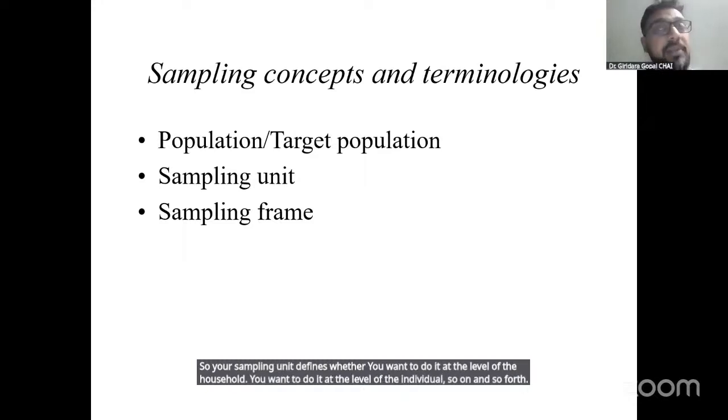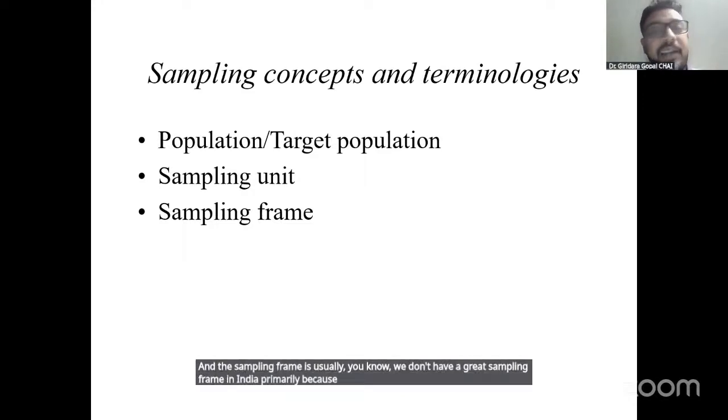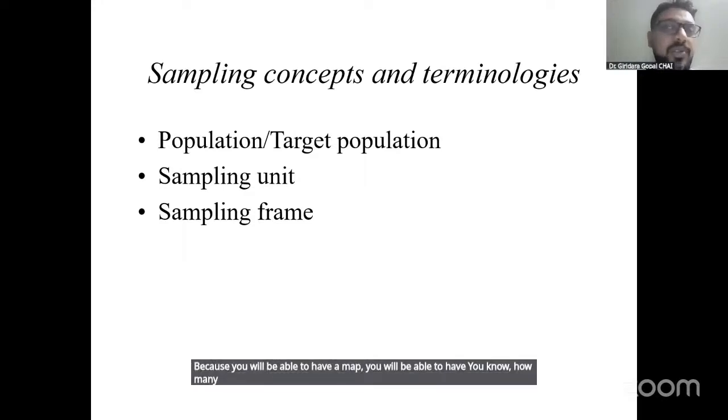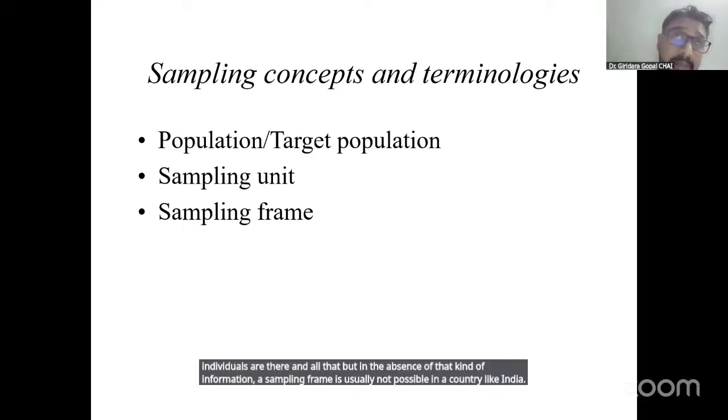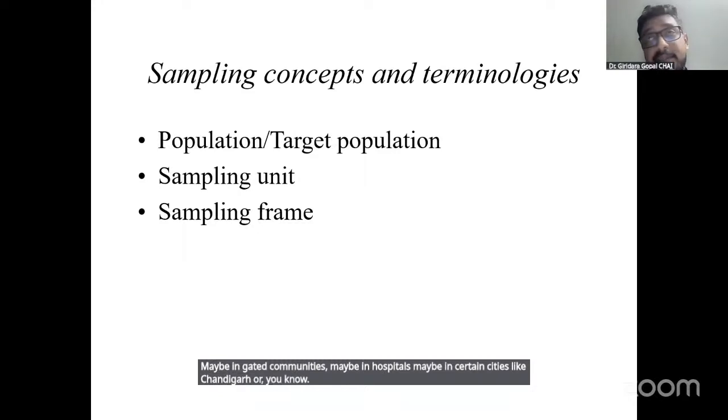And a sampling frame is usually, we don't have a great sampling frame in India, primarily because we don't track people. But sampling frames are very useful in Western countries because you will be able to have a map, you will be able to know how many houses are there, how many households, and how many individuals are there within each household, and all that. But in the absence of that kind of information, a sampling frame is usually not possible in a country like India. Maybe in gated communities, maybe in hospitals, maybe in certain cities like Chandigarh, or well planned places wherein you have a good population repository, right?